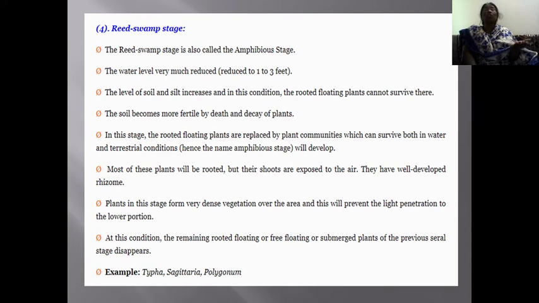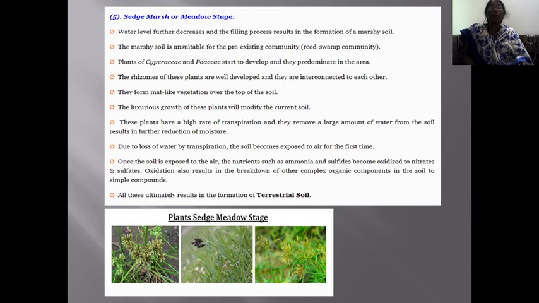Their shoots are exposed to the air, and they have a well developed rhizome. The plants in this stage form very dense vegetation over the area, and this prevents light penetration into the lower portion. In this condition, the remaining rooted floating, free floating or submerged plants of the previous serial stages totally disappear, and the reed swamp stage is characterized by the occurrence of plants Typha, Sagittaria, as well as Polygonum.